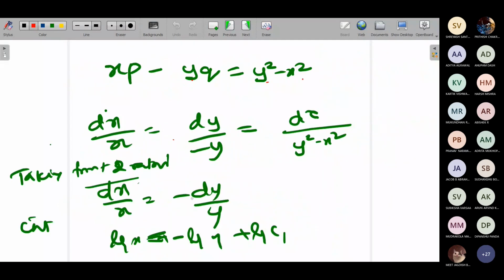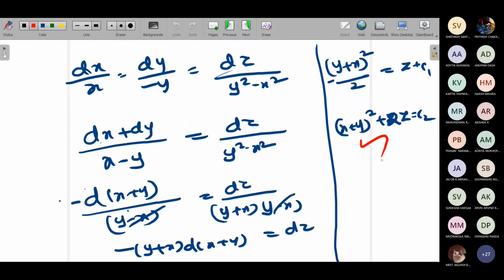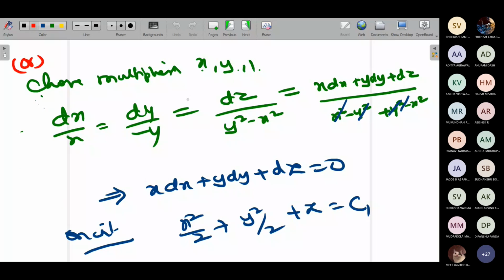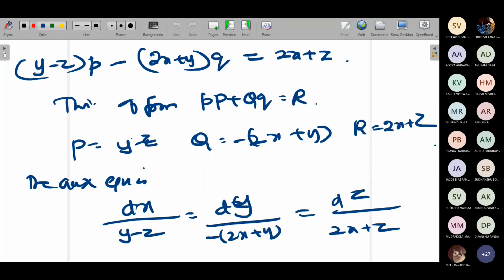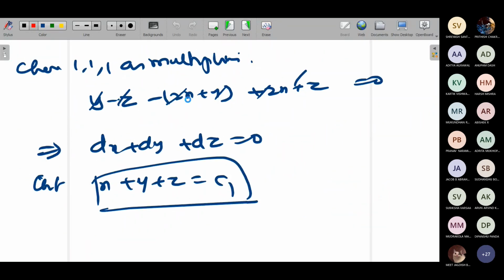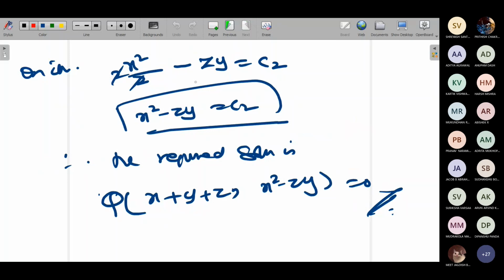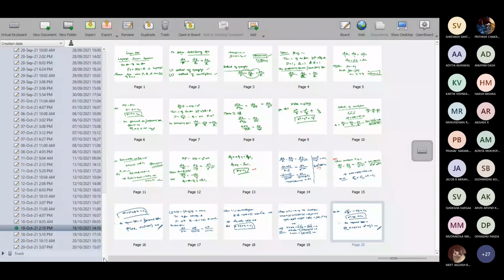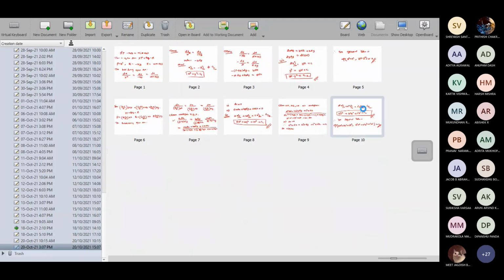So for the same problem, I have done it in two methods. One is using the ratios. The other one is using the multiplier also. I just wanted to show you that. So that's why I gave this. So we'll continue now.